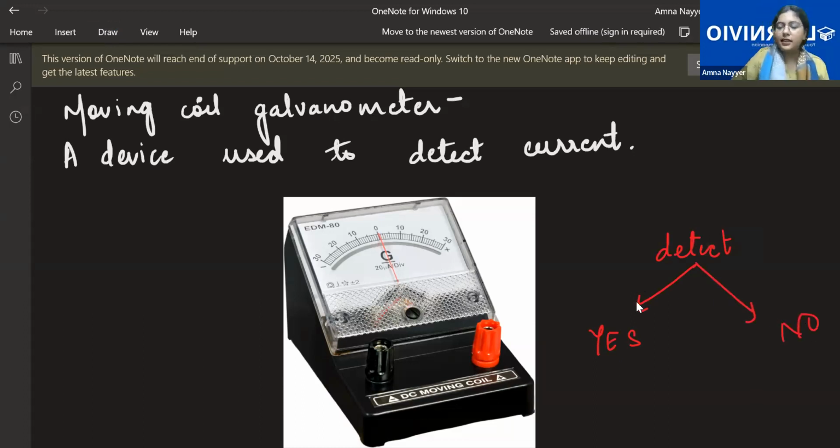If current is not existing in the circuit, that is what it will tell. The galvanometer will not give the value of the current that is existing. For that, you have an ammeter, you have a voltmeter. Okay.